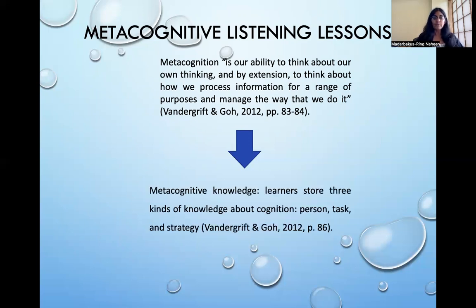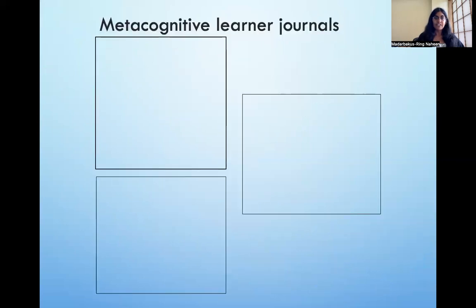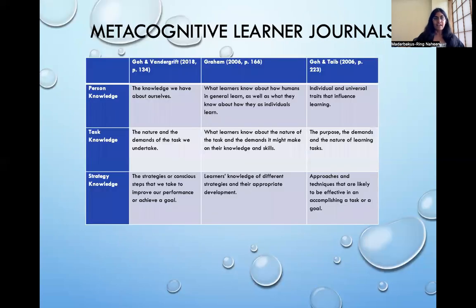Simply put, we can also take our metacognitive knowledge and think about how our learners store 3 kinds of knowledge about their cognition, which includes person, task, and strategy metacognitive knowledge. To go into more detail into these 3 different types of knowledge, I'd like to show you this table here, which shows you the metacognitive learner journal divisions. There are many, many definitions when it comes to using metacognitive knowledge. So I'd like us to focus on the 2018 definition, as this seems to be the simplest.